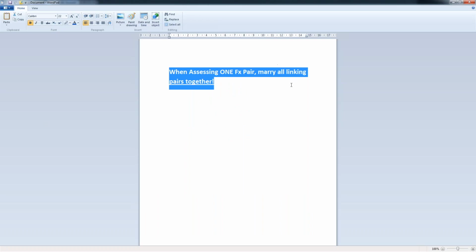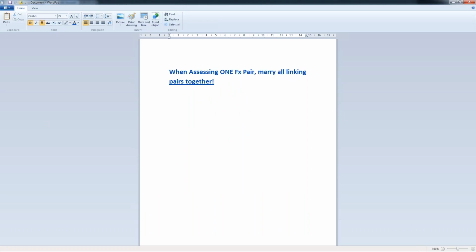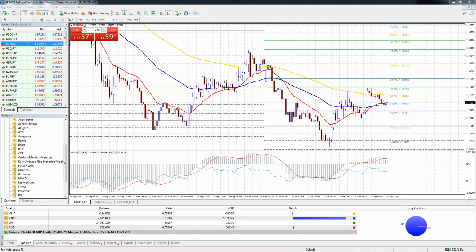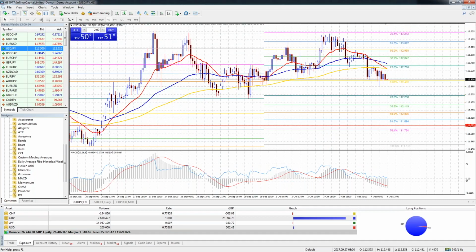When assessing one FX pair, we marry all linking pairs together. What I mean by that is I look at 2 other pairs. Typically this can involve 2 of 5 pairs. In this case I'm looking at euro yen and also dollar yen. I've got dollar yen and euro yen up on my screen.